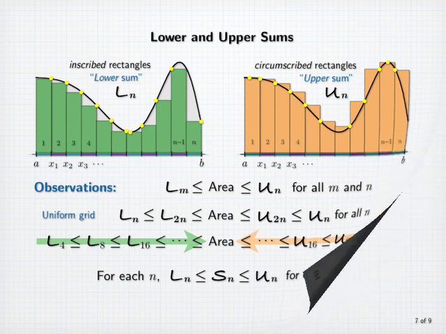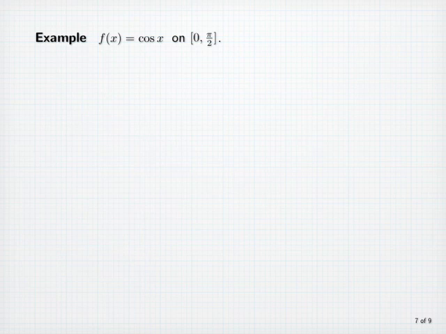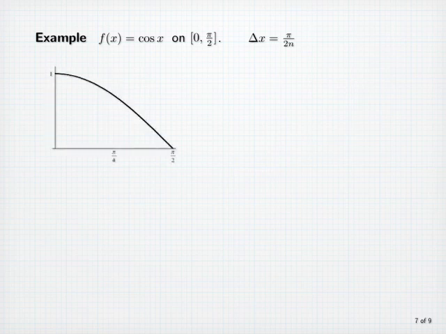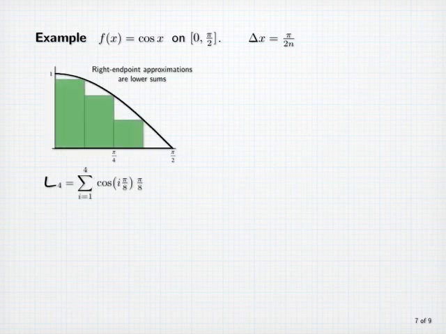Now let's look at an example. Let f of x be the cosine function on the interval 0 to pi over 2. For any choice of n, our delta x will be pi over 2 divided by n, or pi over 2n. Because this function is decreasing on the interval, right endpoint approximations will provide lower sums. In fact, L4 will be the sum as i goes from 1 to 4 of cosine of i times pi over 8, times pi over 8.